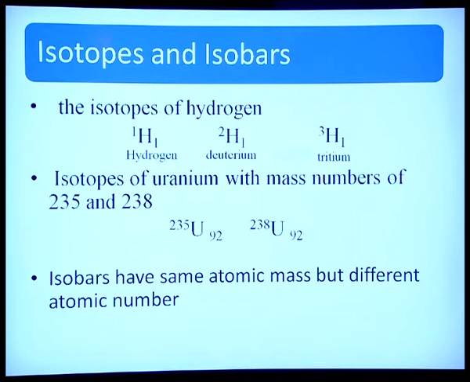Uranium has two isotopes. Isotopes have the same atomic number but different mass number. Different isotopes have a lot of difference in their properties. Here the first isotope of uranium is used in nuclear reactors and atomic bombs, whereas the second isotope does not have the properties necessary for these applications.